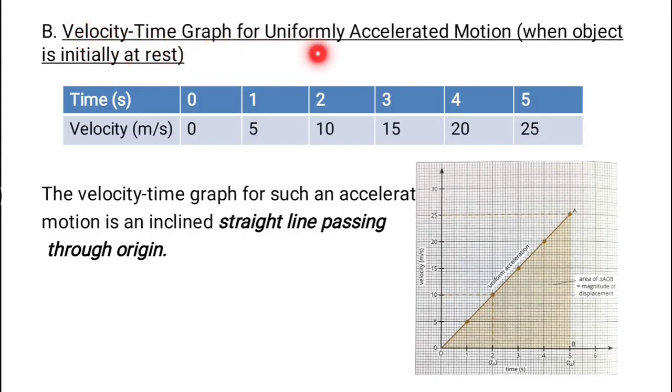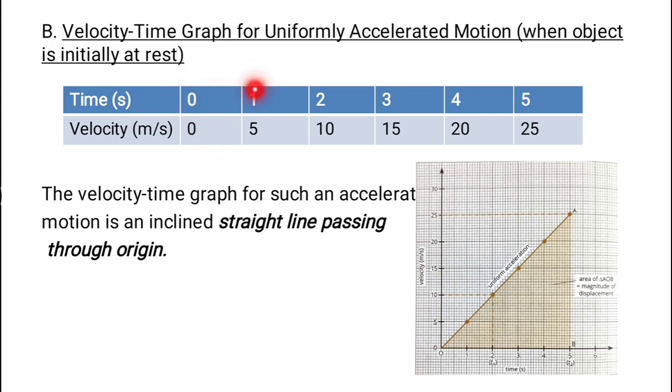Velocity time graph for uniformly accelerated motion when the object is initially at rest. Now students, you know uniformly accelerated motion. Uniformly accelerated motion is that motion in which the object's velocity changes at a uniform rate, or you can say at a constant rate. It is clear from this table that the object is initially at rest because the velocity of the object at 0 seconds is 0. So we can say the object is at rest.